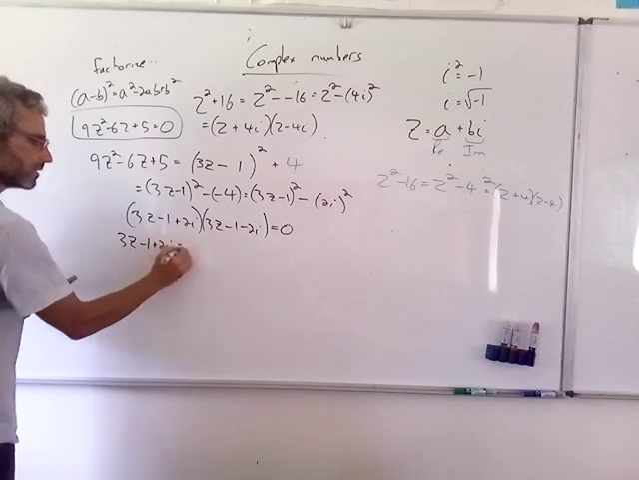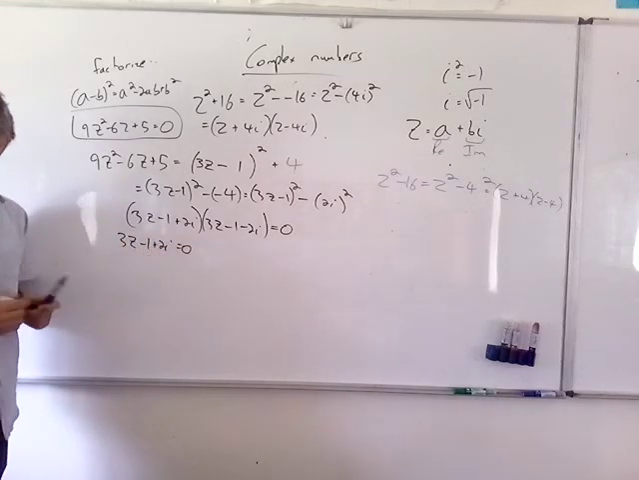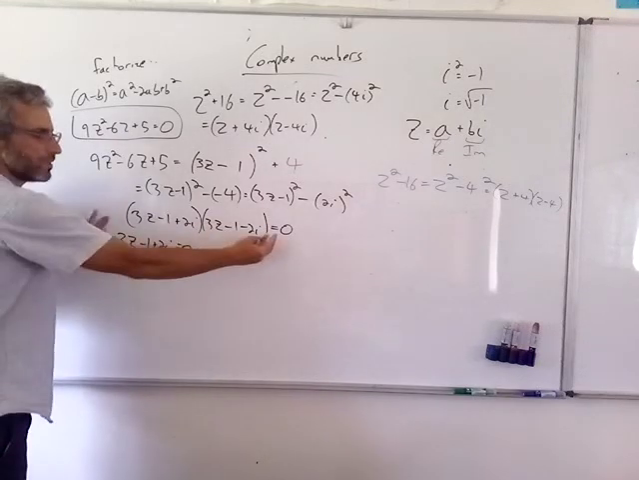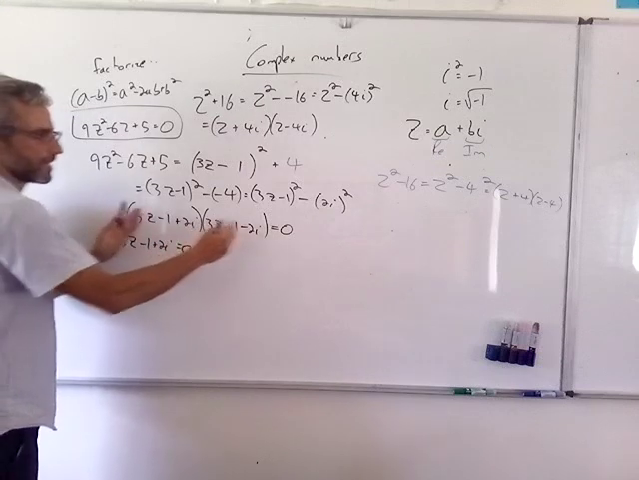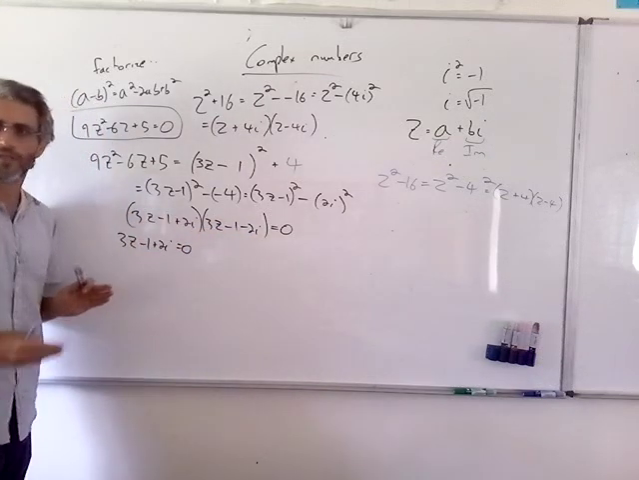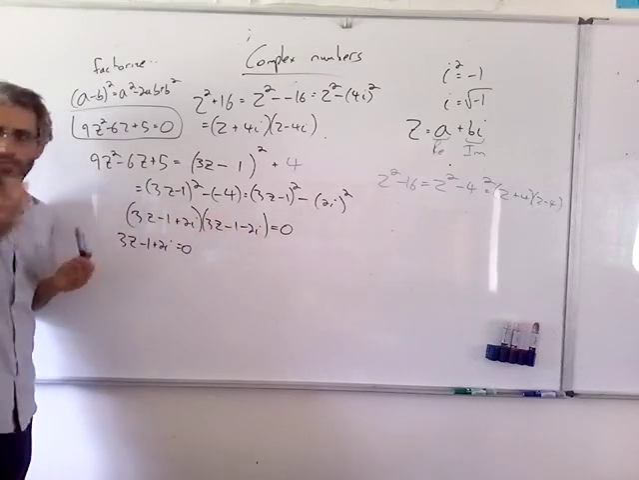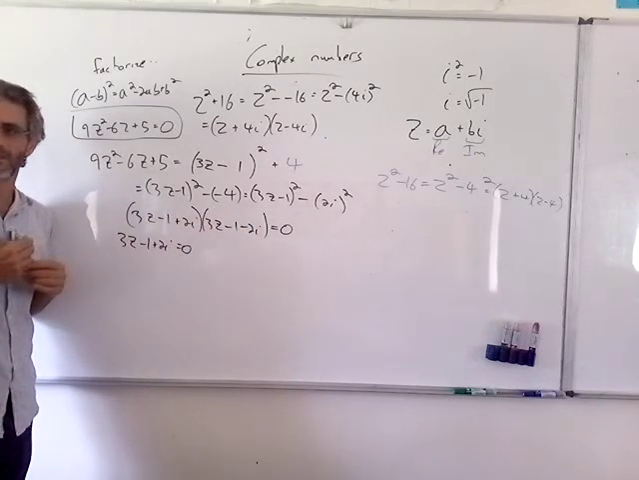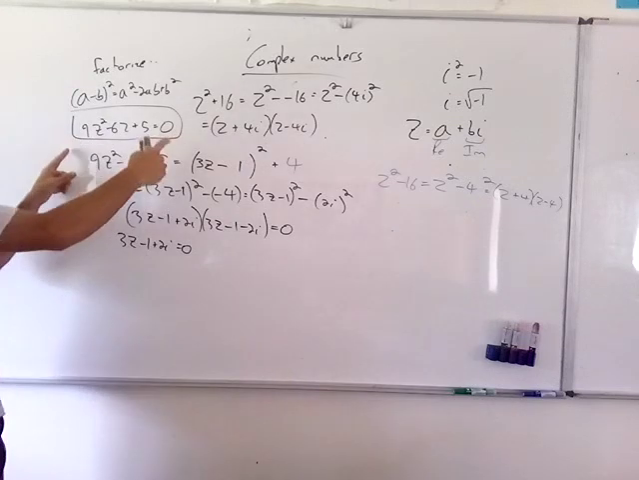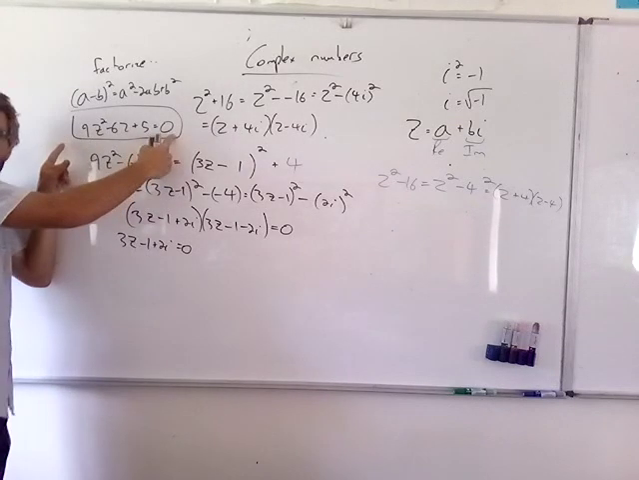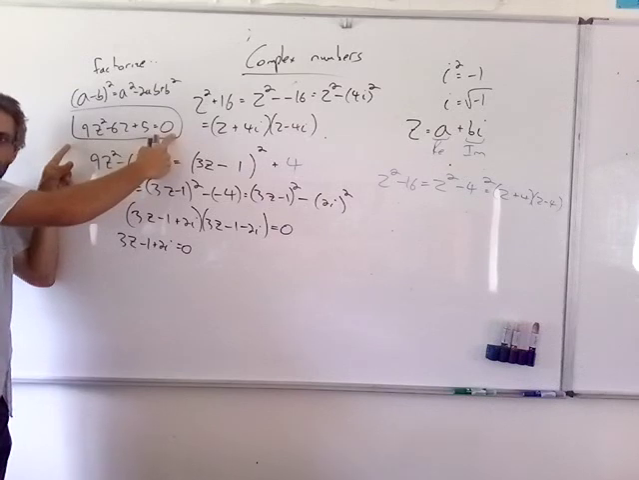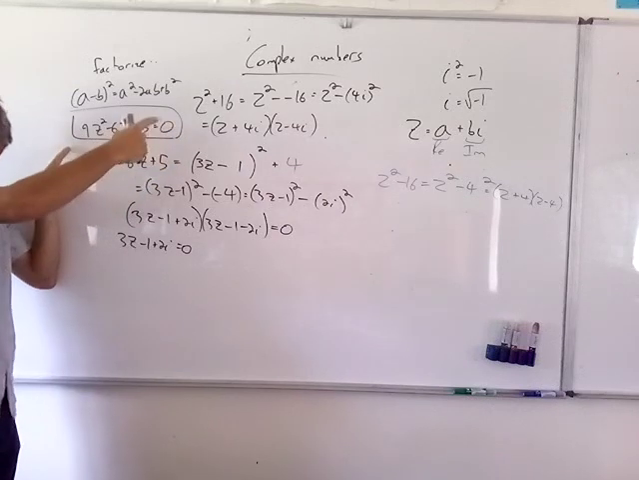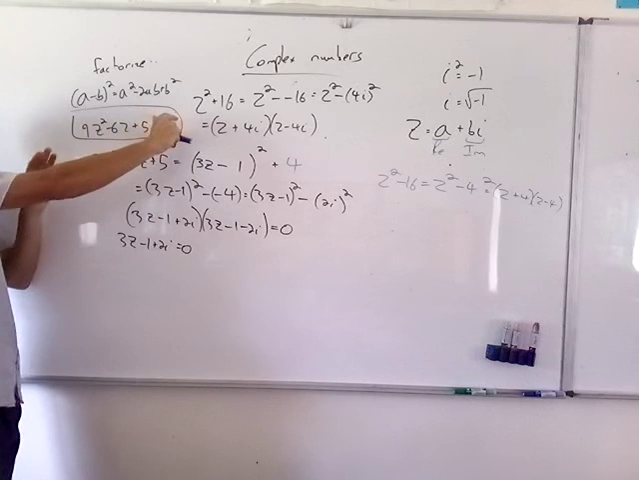How do we know it's 0? Because I've got some number times a number equal to 0. That means one of these numbers, one of these brackets, must be equal to 0. The equation at the top equals 0. Yeah, so that's the equation. I'm told to solve that equation. That equation must be equal to 0. In the equation, I've got this thing equal to 0.